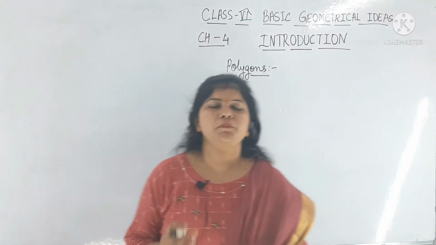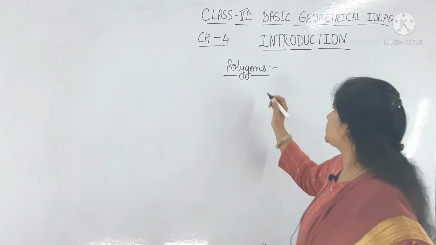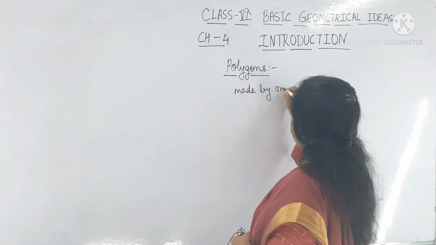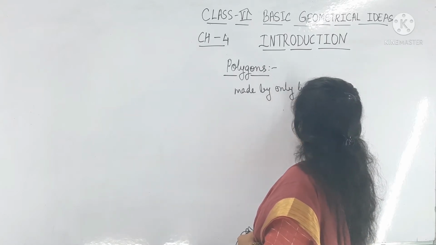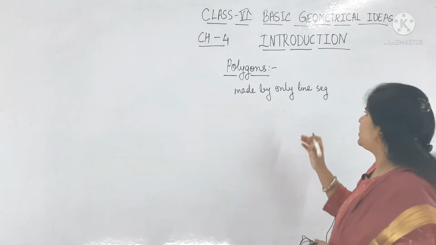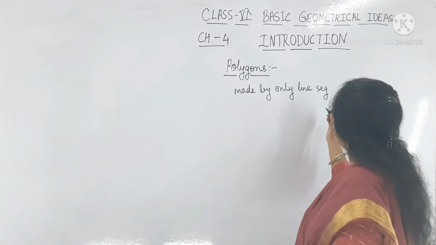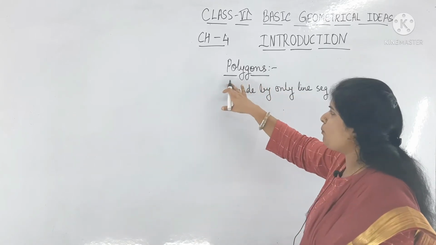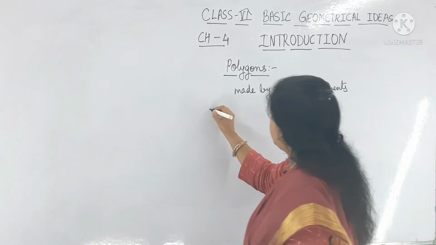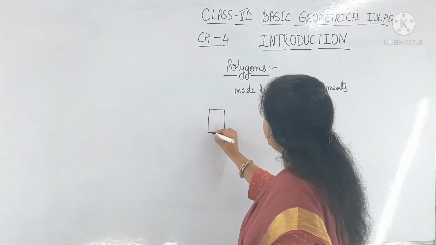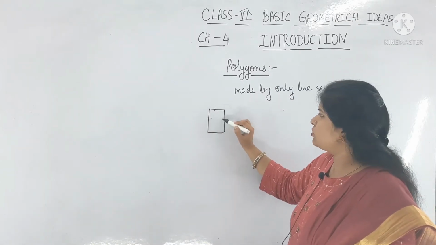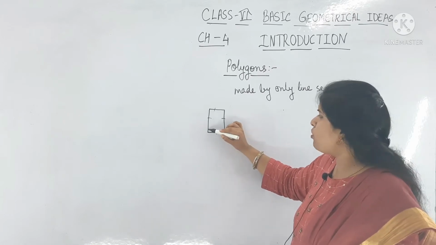Our next topic is polygons. Okay, so poly means polygons, it is made by only line segments. Up till now we had seen the curve. Line segments, rays we had seen here, intersecting lines, parallel lines. So now a polygon is made by only line segments like this. We are making a square with only line segments. It has 4 sides. Okay, 1 2 3 4 sides and 4 corners.